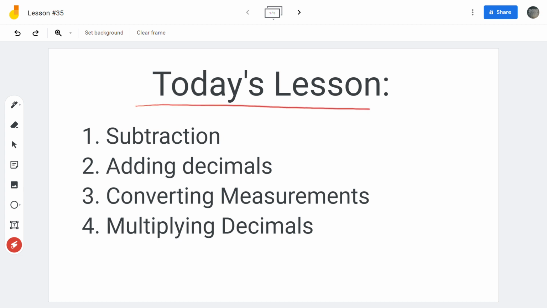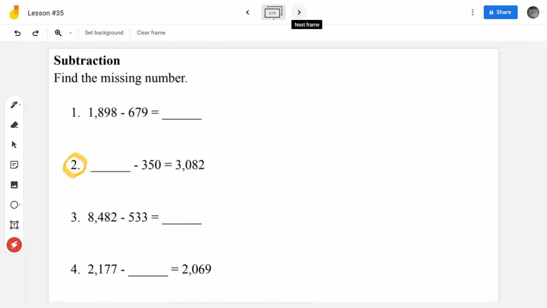Hello fifth graders, today we're going to go over how to subtract, how to add decimals, how to convert measurements, and how to multiply decimals. So for the first section we're going to go over is subtraction, and we're going to be finding the missing number for problem number 2.